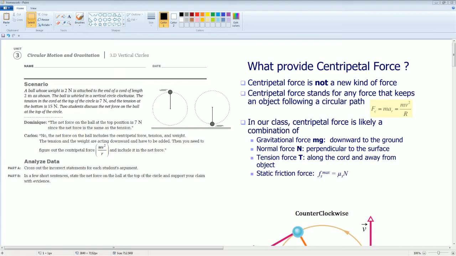All right, welcome. This is the AP Physics Workbook Solutions. Here I'm covering Unit 3, Section 3.D, which is on vertical circles.